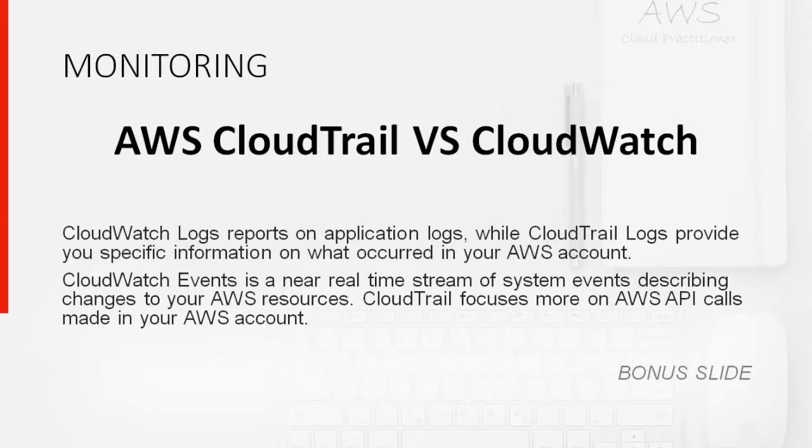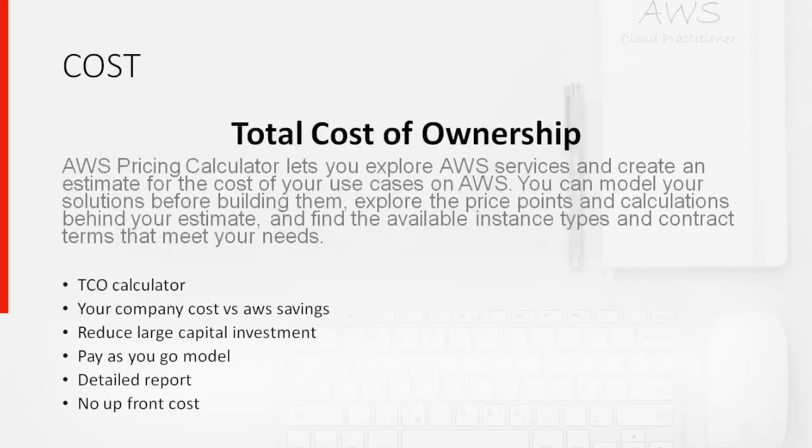Monitoring. AWS CloudTrail versus CloudWatch. CloudWatch logs reports on application logs, while CloudTrail logs provide you specific information on what occurred in your AWS account. CloudWatch events is a near real-time stream of system events describing changes to your AWS resources. CloudTrail focuses more on AWS API calls made in your AWS account.